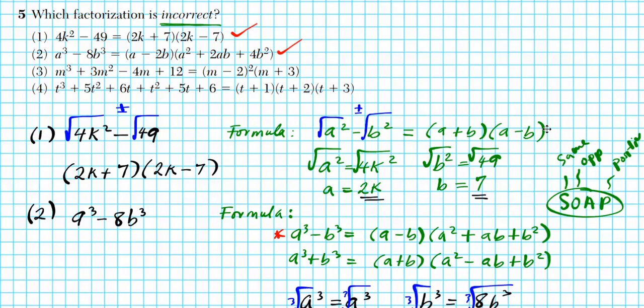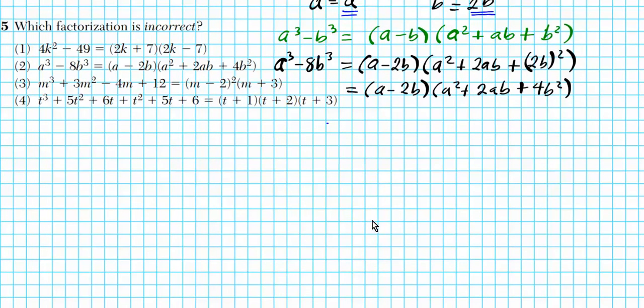Now let's move on to the next one, option 3. All right, I'm going to put a copy of the problem down here so I don't keep scrolling up and down. Okay, let's factor that one. We have m to the third plus 3m squared minus 4m plus 12. Okay, we have 1, 2, 3, 4 terms. Anytime you have an even number of terms greater than 3, you always want to try to factor by grouping. Okay, 4 terms, 6 terms, 8 terms, you want to try and factor by grouping.